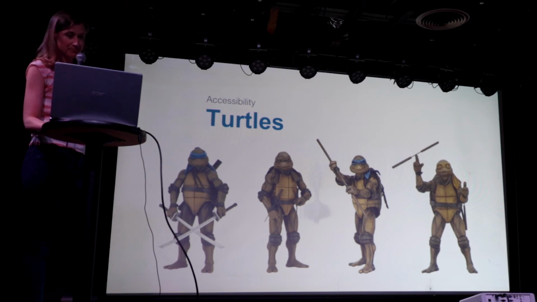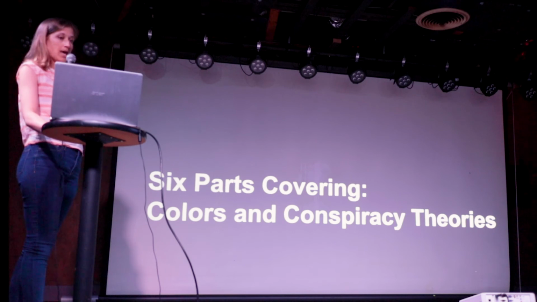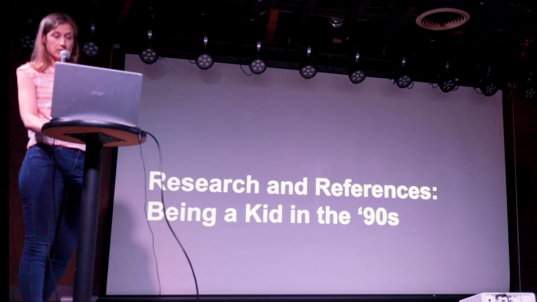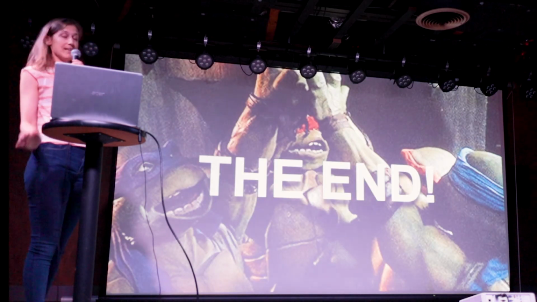All right. And so now to wrap up. We had 6 parts: coloring, colors, and conspiracy theories, and my research and references were exclusively from being a kid in the 90s. Oops, I went too fast. And that's the end.